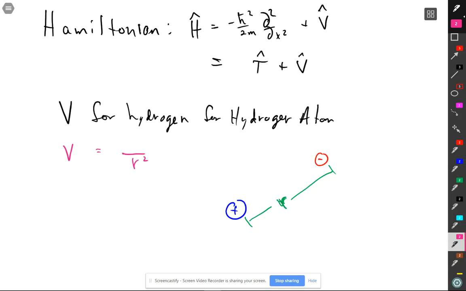Is it the charge 1 times charge 2? Okay, except for one thing. It's not over r squared. Force is over r squared. Potential is over r. I didn't think about that until later. And so in this case, the nucleus has Q1 equals plus e. The electron has Q2 equals minus e.